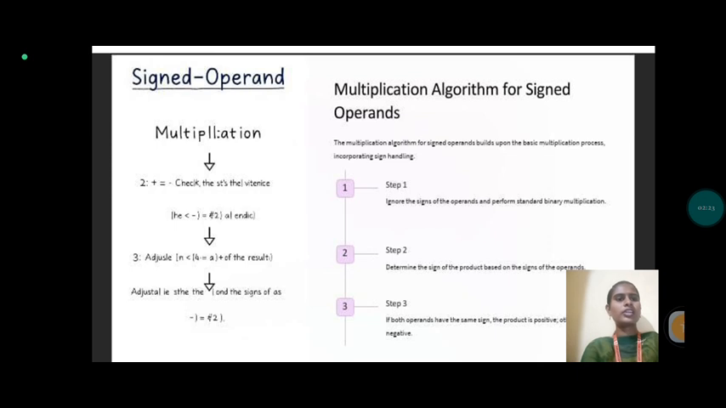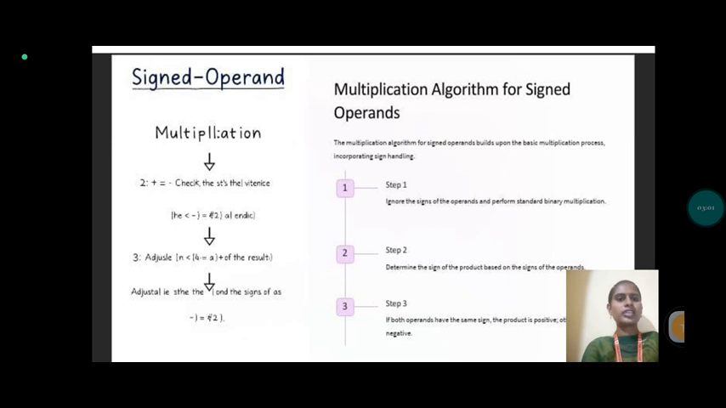Then, multiplication algorithm for signed operands. The multiplication algorithm for signed operands builds upon the basic multiplication process, incorporating sign handling. It involves three steps. First step, ignore the signs of the operands and perform standard binary multiplication. Second, determine the sign of the product based on the signs of the operands. Then the third step, if both operands have the same sign, the product is positive, otherwise negative.